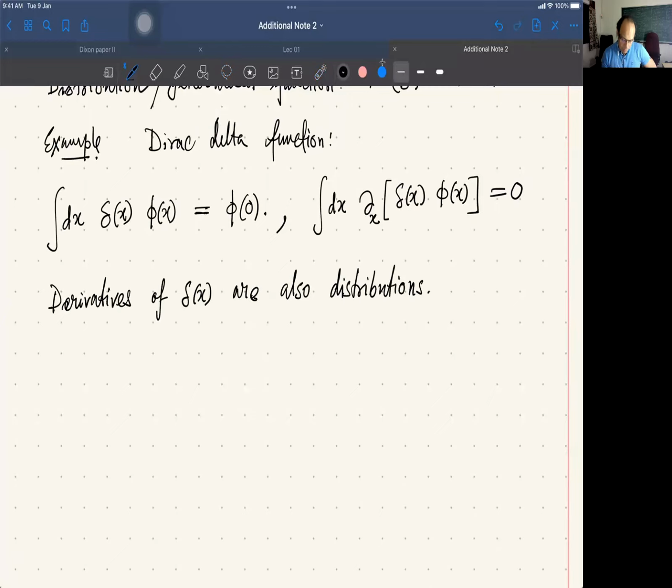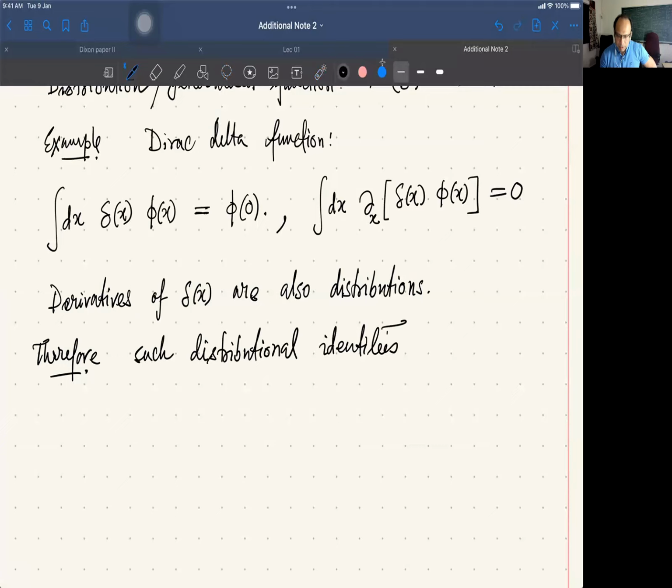And therefore, such distributional identities need to be verified by multiplying with arbitrary test functions and subsequently integrating.